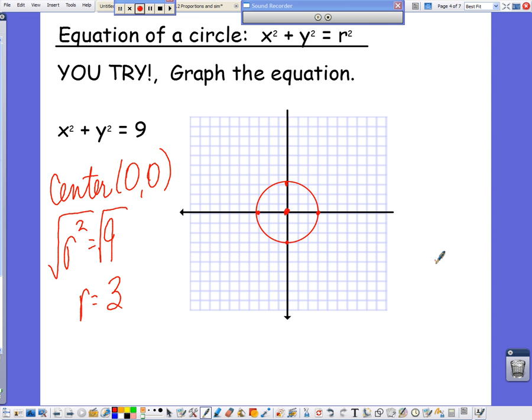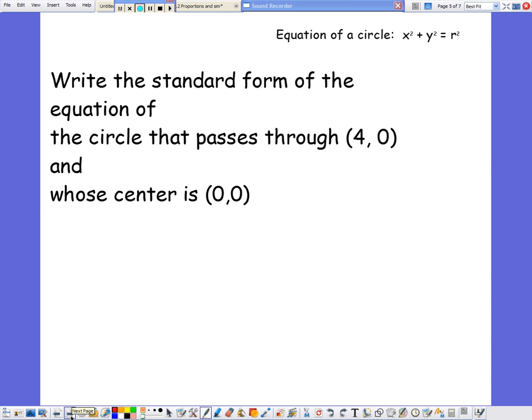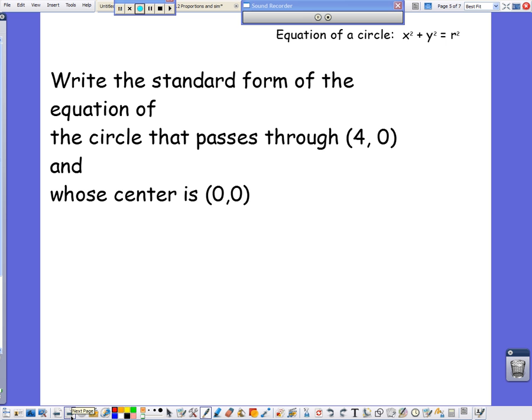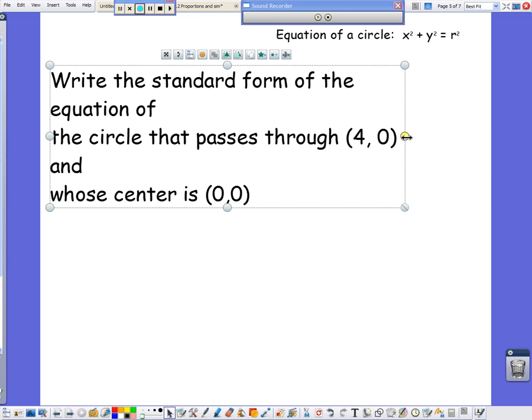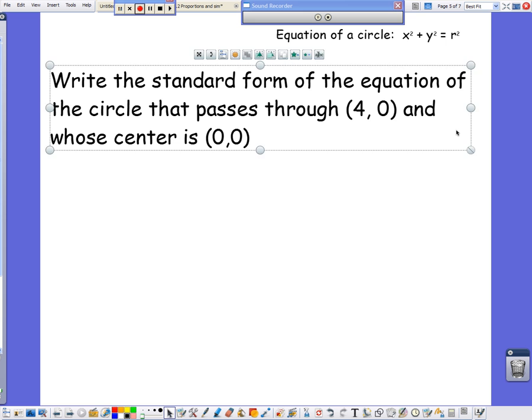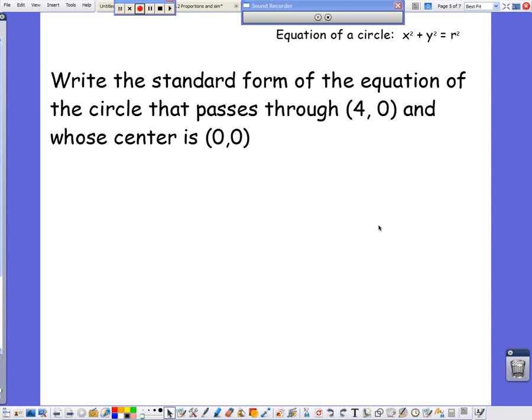Okay, all right. The second part of this, our second objective, was that we actually wanted to write the standard form of the equation of a circle that passes through 4, 0 and has a center at 0, 0. Well, all you've got to do is find that distance. So all you're going to do is you need this one here, okay? You're just going to plug it into the circle formula.